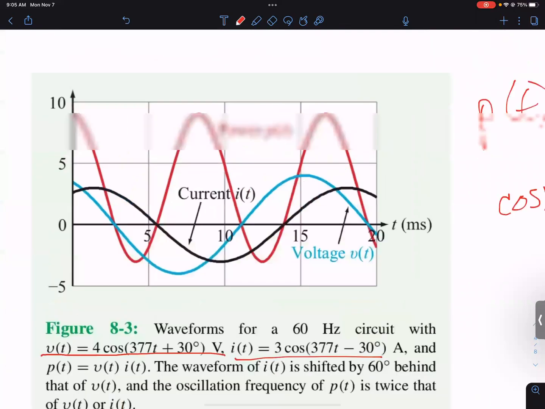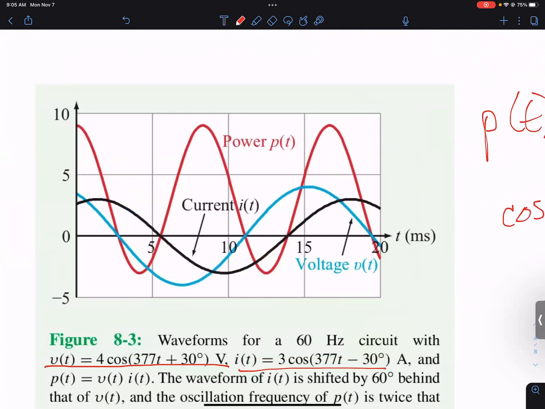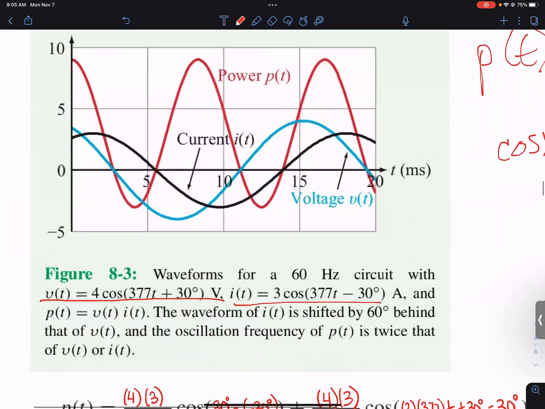So when I graph this, this is kind of what I look at. Current is the black one, voltage is the blue one, and you can see that the power has a frequency change versus the cosine and versus the voltage and the current. Voltage and current keep the same frequency, but they're just shifted off of each other.